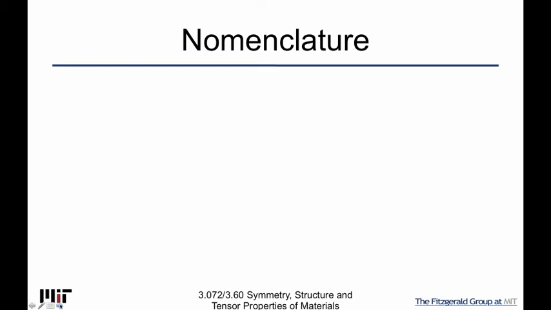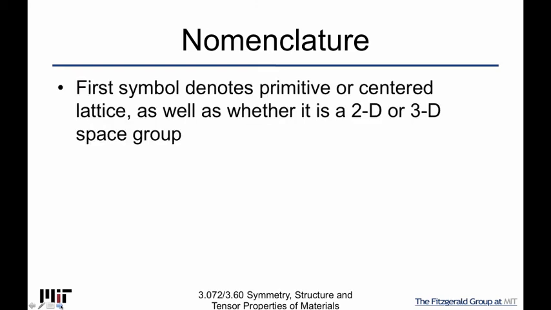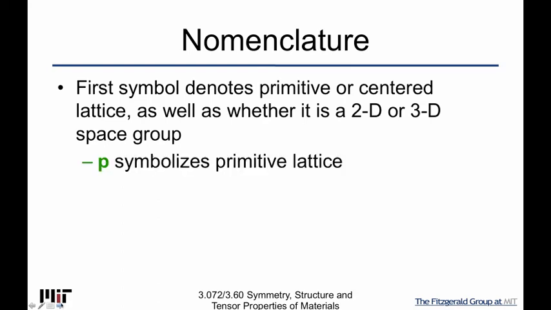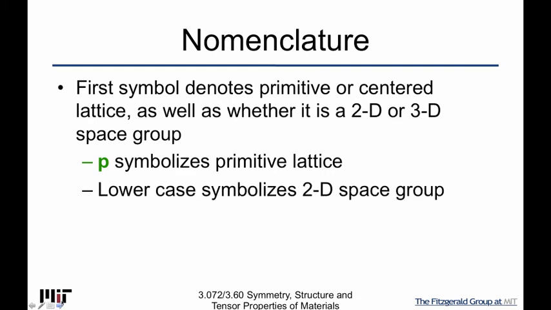It's going to be important in naming these to understand the nomenclature. The first symbol that we put denotes the primitive or centered lattice, and most of them are primitive except for the centered rectangular that we had, right? And it tells you whether it's a 2D or 3D space group. The way they do this is that P symbolizes a primitive lattice, and the fact that it's lowercase symbolizes that it's 2D. If it's a big P, then it's 3D. If it starts off with a C, it's because it's a centered lattice that we're throwing things into.